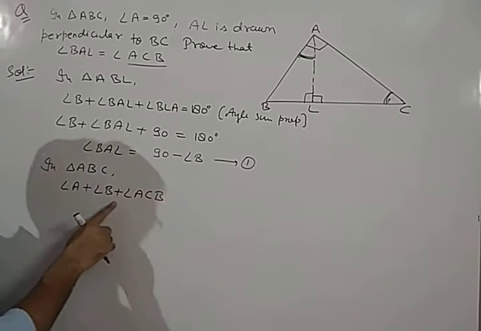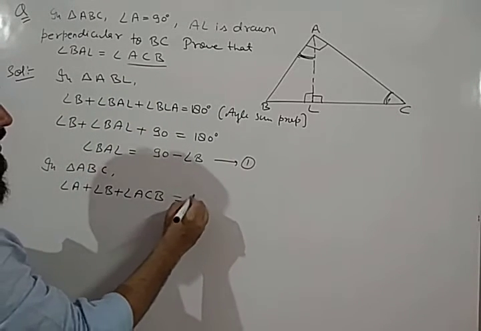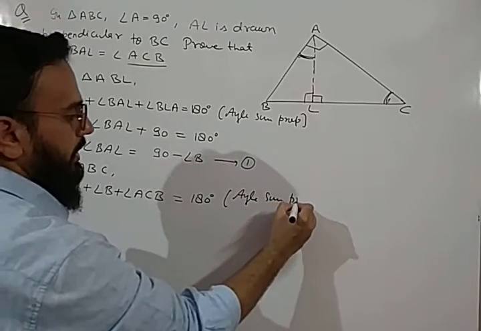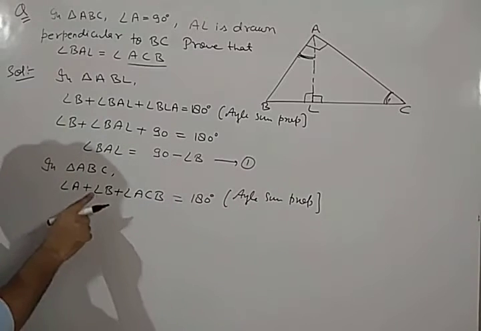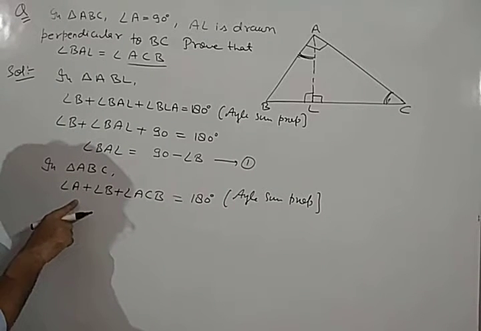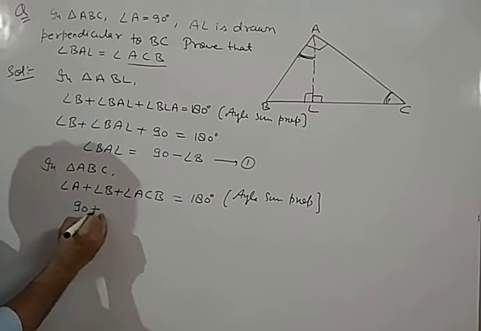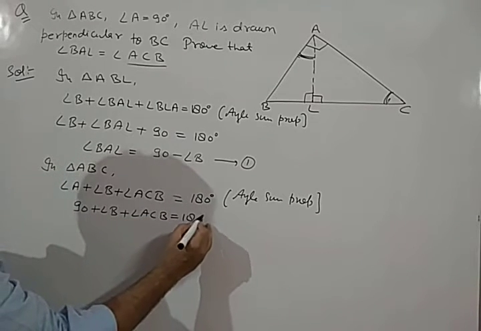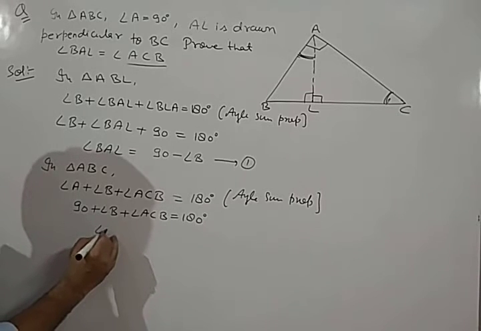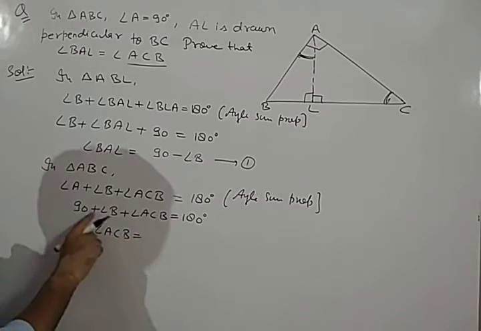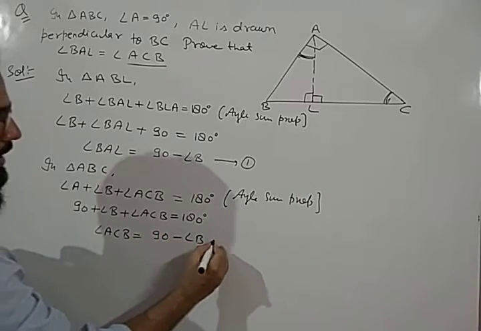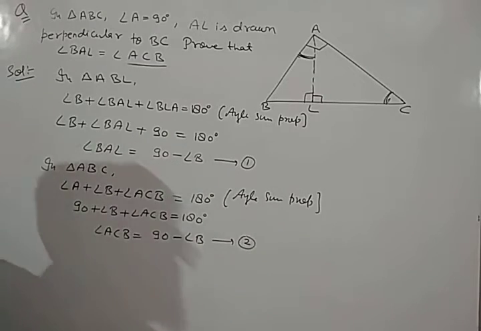So angle A plus angle B plus angle ACB, its value will be 180 degree again because of angle sum property. Okay, again putting these values, angle A is 90, so we will get 90 plus angle B plus angle ACB, it is equal to 180 degree, or we can get the value of angle ACB is equal to, taking 90 to the right hand side, 180 minus 90, that will be 90 minus angle B, and this is our equation number 2.